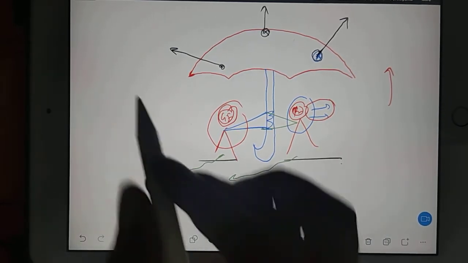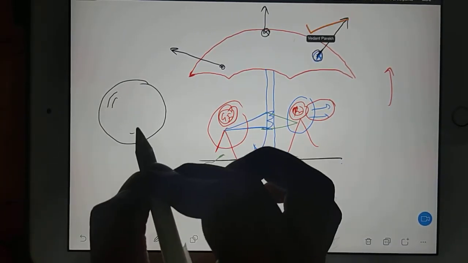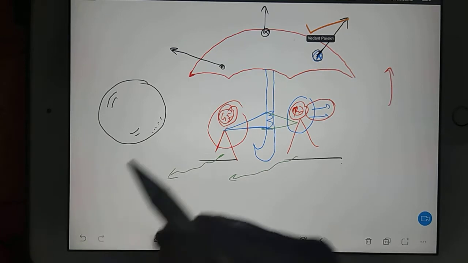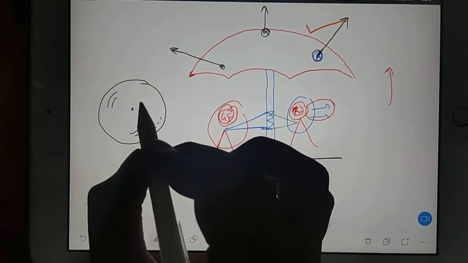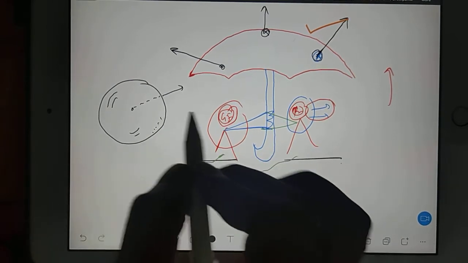Yes. Actually, that is nothing but, suppose you have a sphere. I'll draw the sphere. Then the normal at every location is along the radius. The radius is always normal, right? So that is the idea.